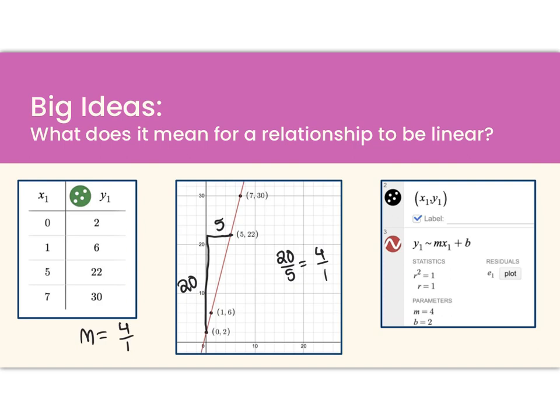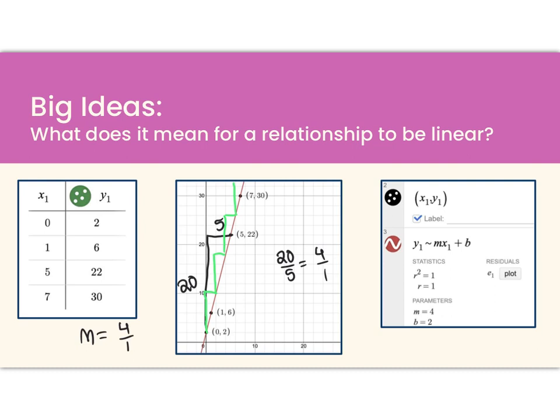And you know what? Let me just add some little marks on this graph. I can see I could go 4 up and 1 over, 4 up and 1 over, and I could do that all along my line. And if I go 4 up and 1 over, I am always going to land on a point that is on that line. And that is because that line has a constant rate of change. So that's what it means for a relationship to be linear.